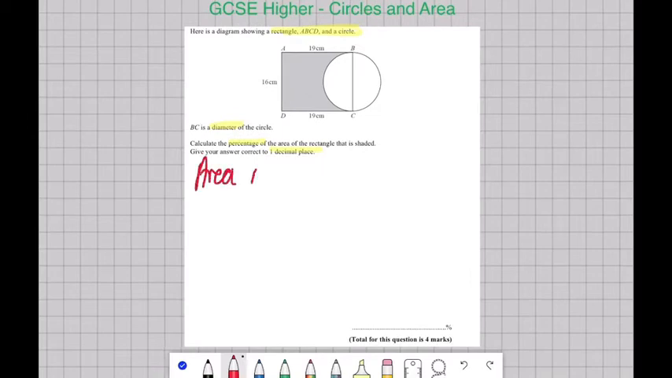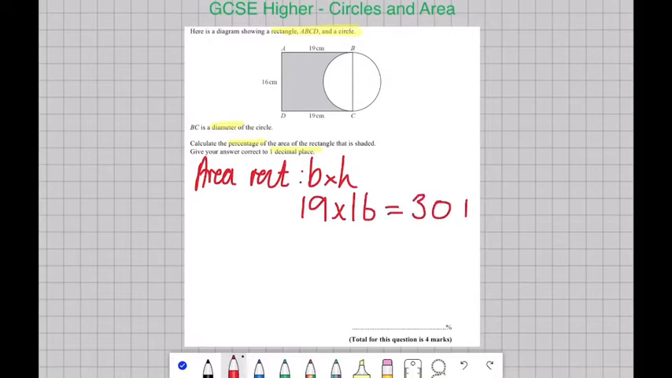So the area of the rectangle we know is base times height, which in this case would be 19 multiplied by 16. Now this is a calculator question, so I can do 19 times 16, which is 304 centimetres squared. Okay, now that's the whole rectangle. However, I want to get rid of this part because that bit's not shaded in.